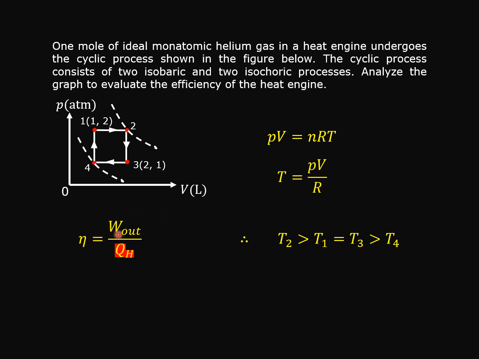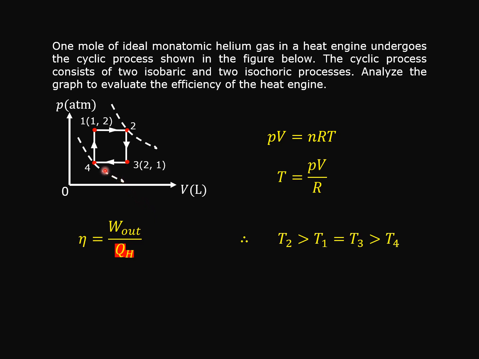After knowing the expressions for the output work, the next step is to evaluate the QH. But before we find the QH, there's one more piece of information which is important and very helpful in our analysis. It is about the temperature of the 4 states. Although we do not know the value of the temperature, at least we need to know which temperature is higher and which is lower.